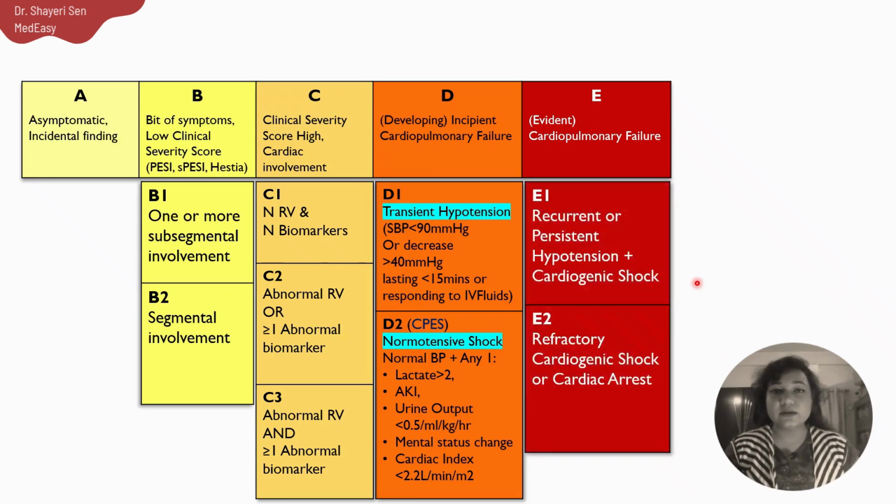What are the subcategories of E? E1 is a recurrent or a persistent hypotension. Now remember I said in D1 there was a transient hypotension, but here in E1 the hypotension is either recurring, you're giving management but it's recurring again and again, or it's persistent despite your treatment. So presence of a recurrent or persistent hypotension plus a cardiogenic shock. And what's E2? It's a refractory cardiogenic shock. So nothing is working anymore, the patient is in cardiogenic shock, or the patient has developed a cardiac arrest. So you're giving CPR and all, right? So these are the categories and subcategories, right?